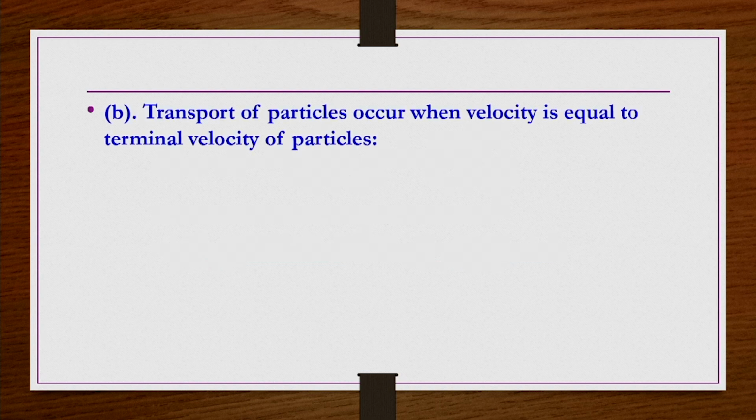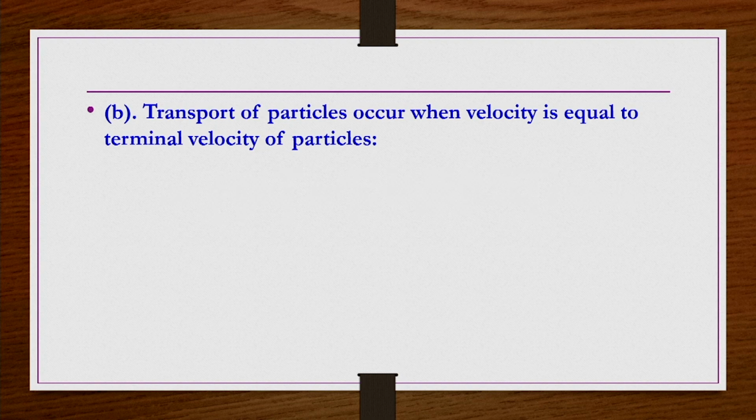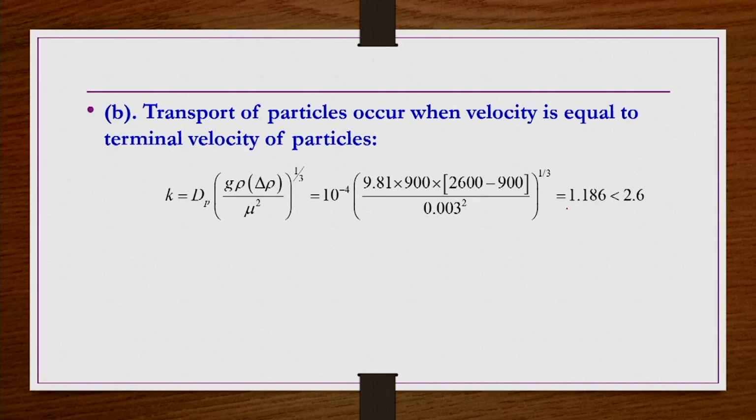Now, similarly, transport of particles occurs when velocity is equal to the terminal velocity of particles. So, we have to find out the terminal velocity of particles, but which equation should we use? The equation corresponding to Stokes' regime or to Newton's regime? We do not know. So, first we have to find out that. How do we find out? We have to find the k value, as we have seen in one of the previous chapters. So, k is dp times the cube root of g rho delta rho by mu square. You substitute all these values, then you get k value 1.186, which is less than 2.6. That means it is settling in Stokes' regime. So, Stokes' law is applicable.